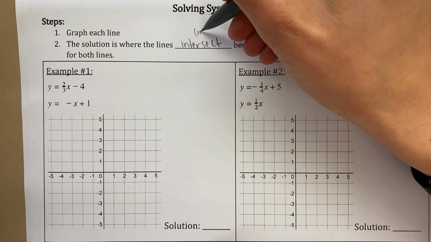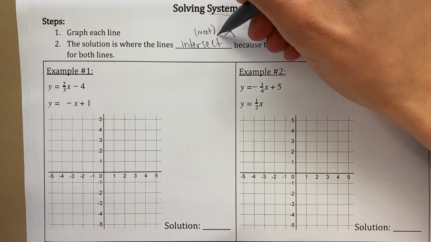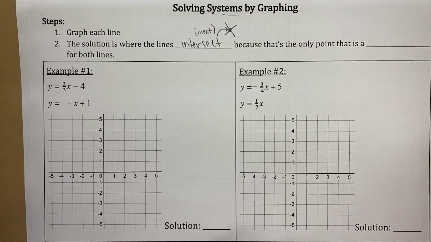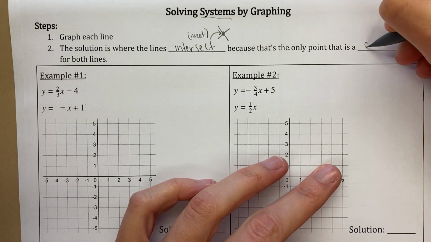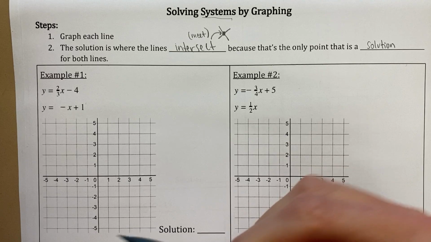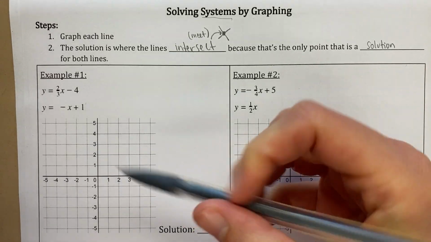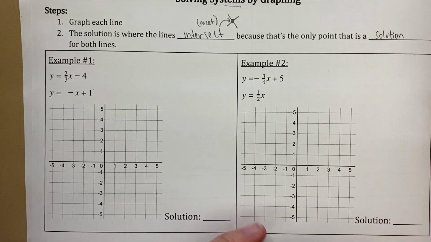Okay, this means where they meet. So, for example, if these two lines, right, this is where they intersect. And the reason that's the solution is because that's the only point that is a solution for both lines. So remember, on a graph, all the points on the line are a solution. And so the point where the two graphs meet, that's where it's a solution for both lines.